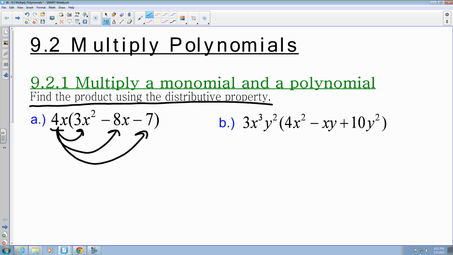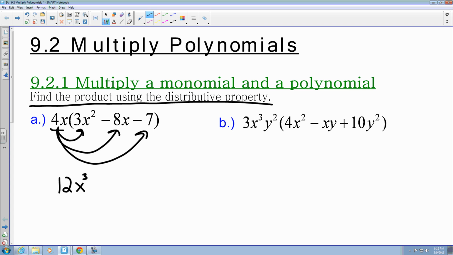So I got 4x, multiply it by 3x squared. I'm going to take the two coefficient terms, 4 times 3, which gives me 12. And then I have x. And the thing about when you multiply variables that have exponents attached to them is that you get to add the exponents. So that's x to the first power multiplied by x to the second power. So 1 plus 2 will give me x to the third power.